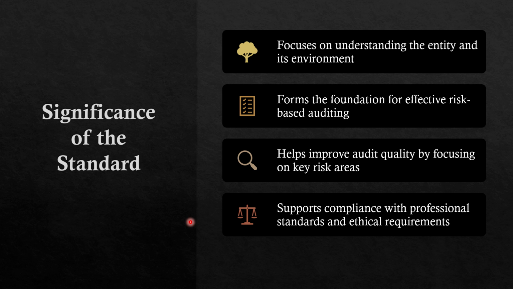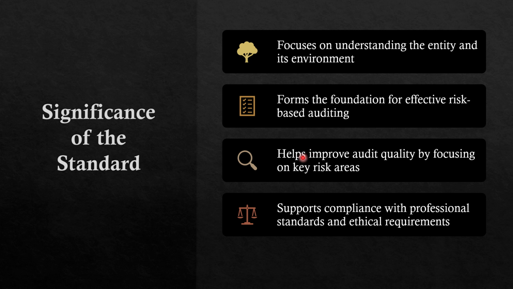Okay, so adding more to the significance of the standard. This standard is important because it helps auditors first understand the entity and its environment. Before checking the numbers, the auditor needs to know how the business operates, its industry, internal processes, and external factors. Second, it forms the foundation for risk based auditing. Instead of checking everything randomly, the auditor focuses on areas with higher risk of material misstatement.